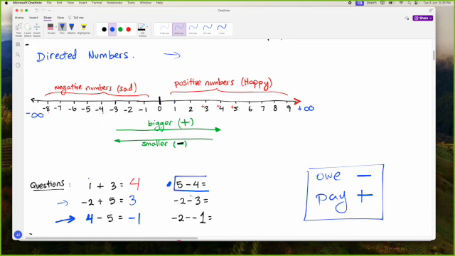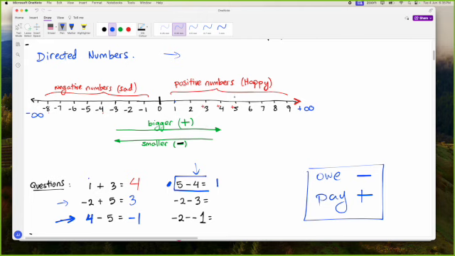Not 5 negative. No. Stop thinking so much. 5 minus 4, right? And 5 minus 4 is 1, right? So you see how you were overthinking? Because you're in a maths class, you feel you have to put your brain on overdrive. No, you don't. This is going to be easy, right?